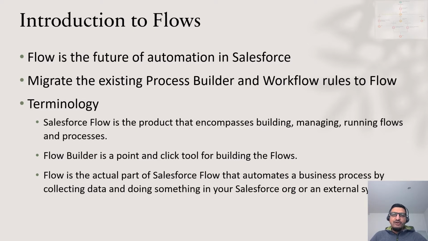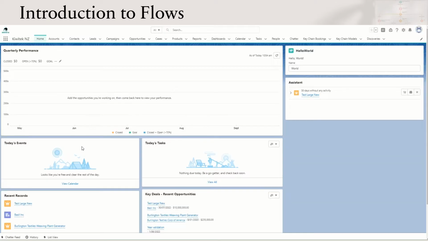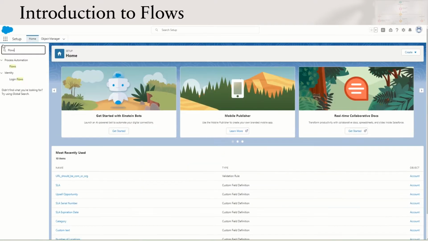Flow is the actual part of Salesforce Flow that automates a business process by collecting the data and doing something in your Salesforce org or an external system. Let's get cracking with creating a sample flow. Go to Setup and type in Flows in the quick find box. Click on Process Automation Flows.